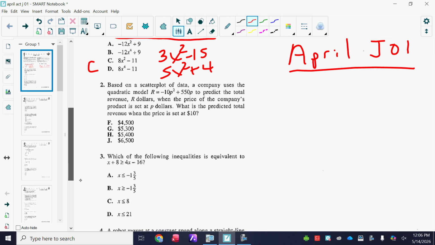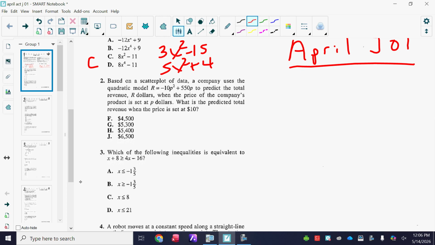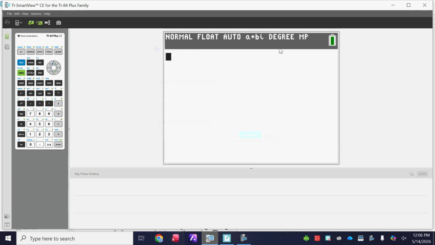Number 2 is a classic plug-in. I always say when they give you a formula, you're either plugging in for the right to get the left, or you're plugging into the left to solve for the right. In this case, it's obvious the P is 10, so what are you doing? You're plugging in P.